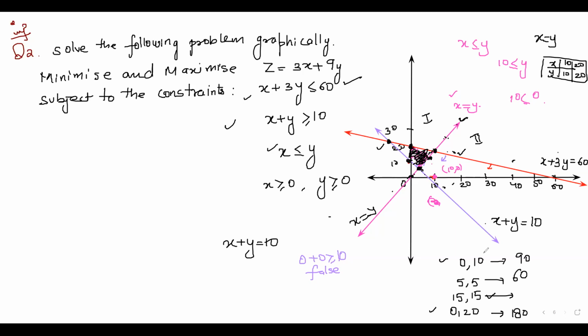Very, very good, Rifat. This is correct. This is 180. So this point is (15, 15), and this point is (5, 5). So for 2 points, we are getting the same value, for what you have given me.